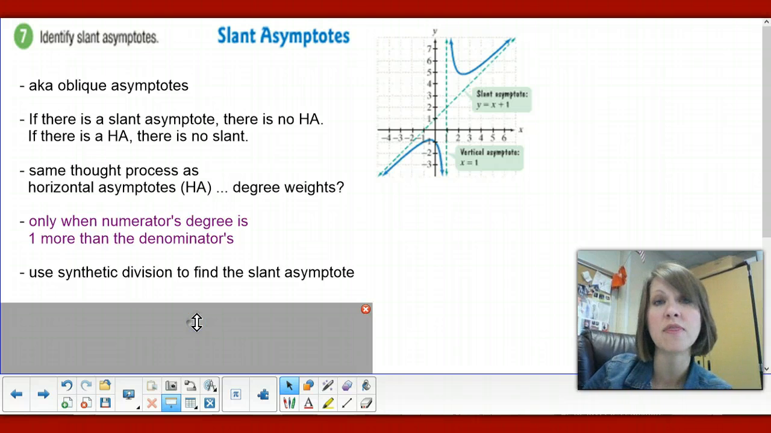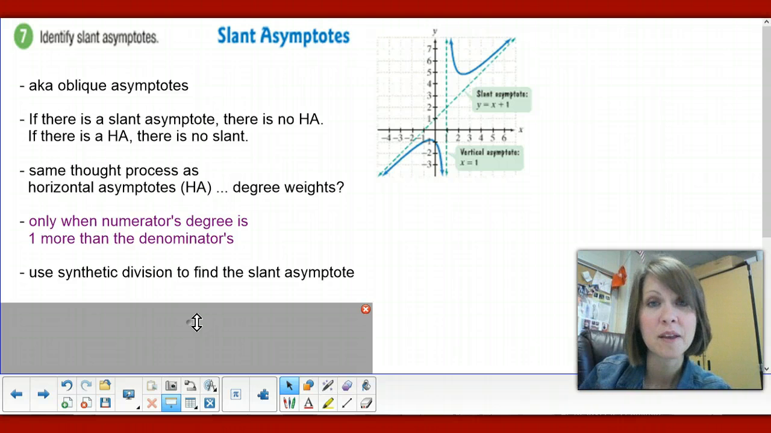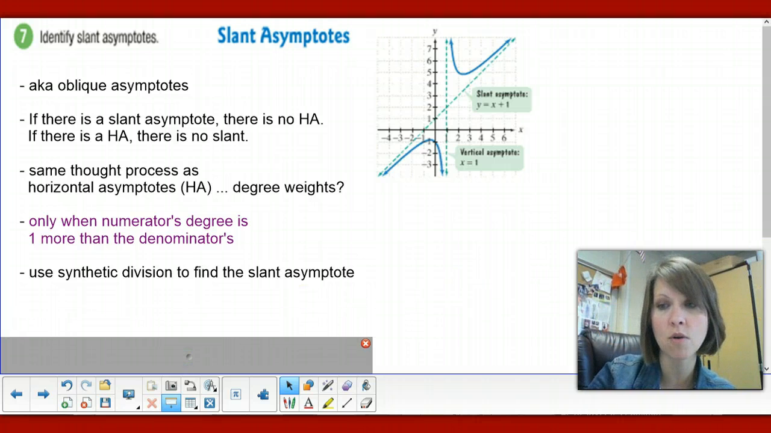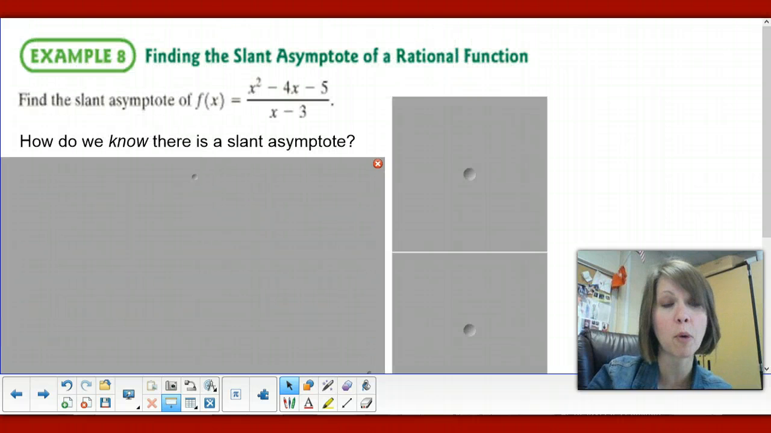We're going to use the synthetic division process to find the slant asymptote. If you are a long division person and you want to use long division, I guess that's okay. But I'm telling you, synthetic division is so much quicker and so much more efficient. So if you need more help with synthetic division, let me know. I think that's all I have here. Let's go on and actually go through a quick problem.